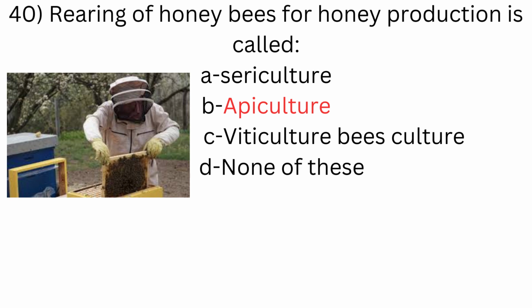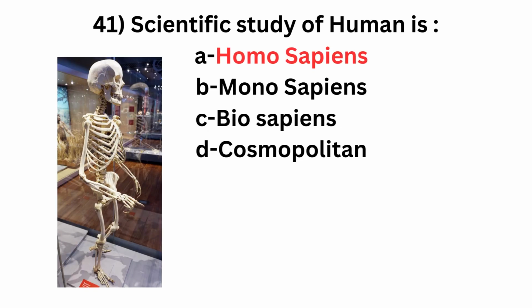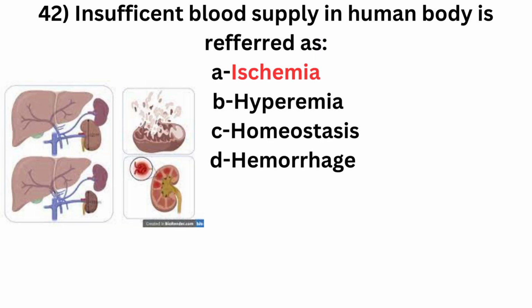So apiculture nowadays is a business because honey has a huge benefit for the human body. So that's why it has economic and commercial value. So honeybee production at commercial scale is called apiculture. And the scientific name of human is Homo sapiens. And insufficient blood supply in the human body is referred to as ischemia.